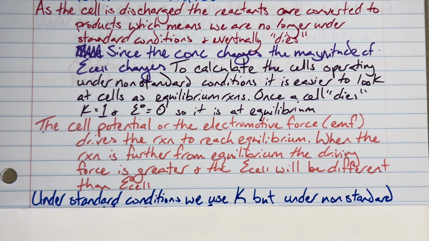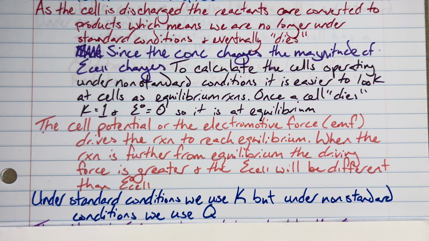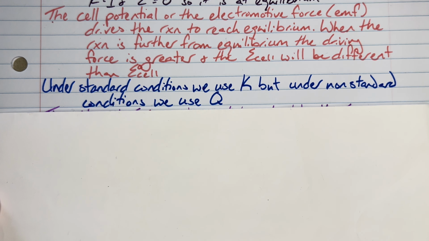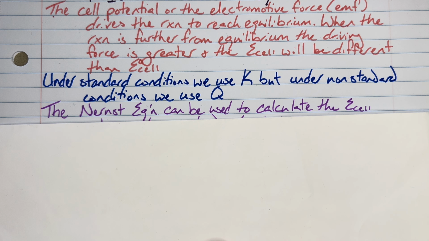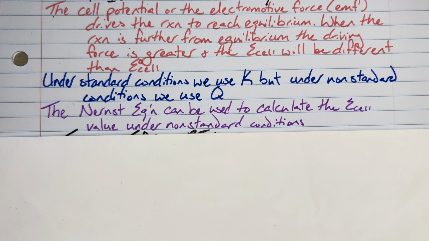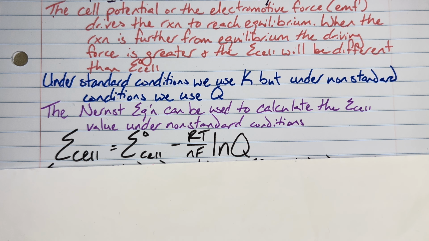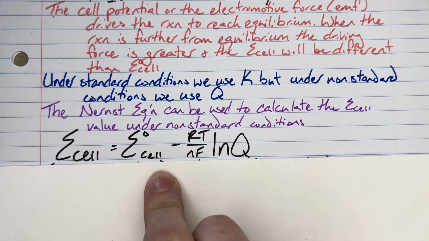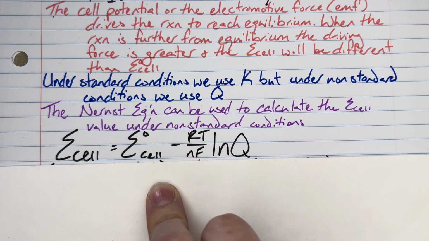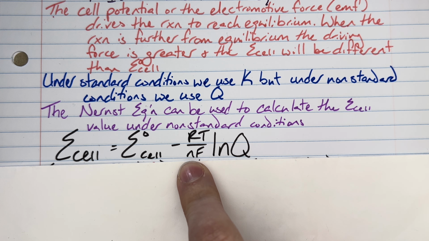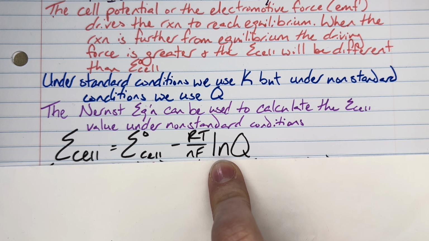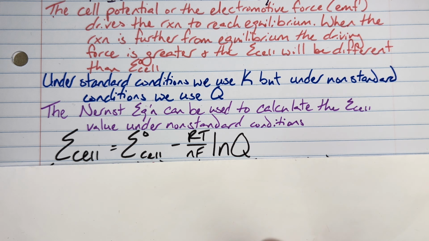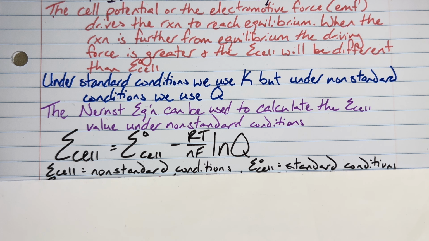Under standard conditions, we can use K, just like we have for all equilibrium equations, but under non-standard conditions, we will use Q, because we have not reached equilibrium yet. And the Nernst equation can be used to calculate the cell potential value when we are under non-standard conditions. This is the Nernst equation. We have the cell potential at non-standard conditions being equal to the cell potential at standard conditions minus RT over nF, multiplied by the natural log of Q.